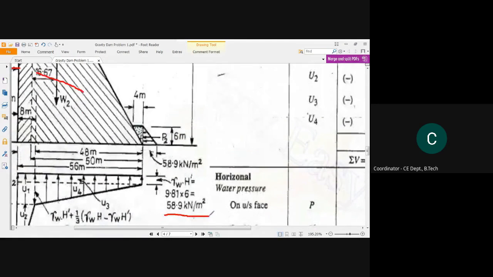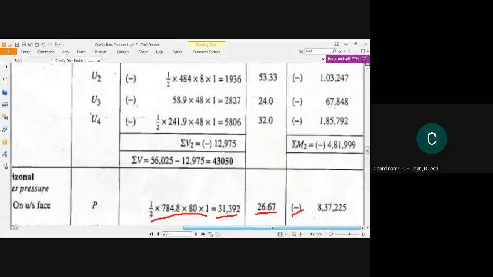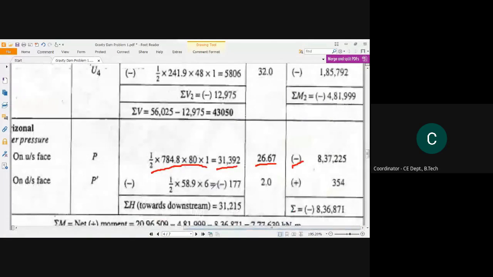So now calculating that area, which is half into the base, 58.9, into the height. By this we will get this value, half into base into height. So per meter unit length, they have not mentioned here, right?